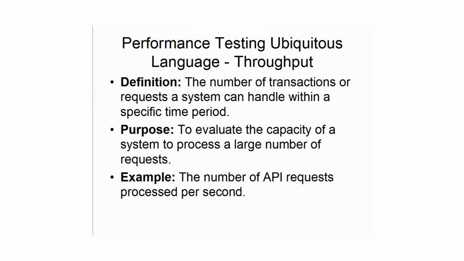What is throughput? Throughput is the number of transactions or requests a system can handle within a specific time period. It is used to evaluate the capacity of a system to process a large number of requests. An example would be the number of API requests processed per second.